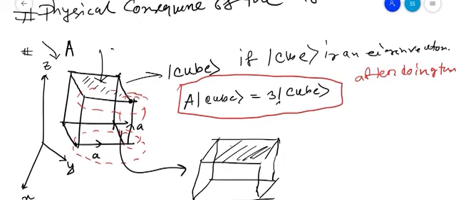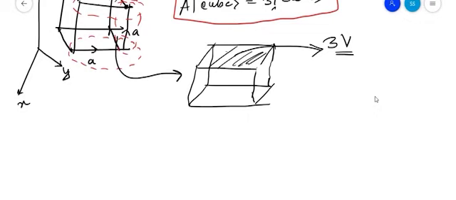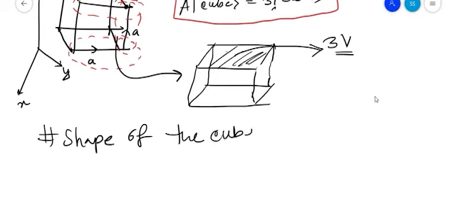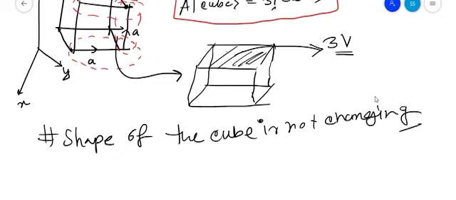So if this cube's volume is V, this cube's volume will be 3V. So notice something interesting, that the shape of the cube is not changing. So let's note that down. That means the shape of the cube is not changing. This is something we are noticing.